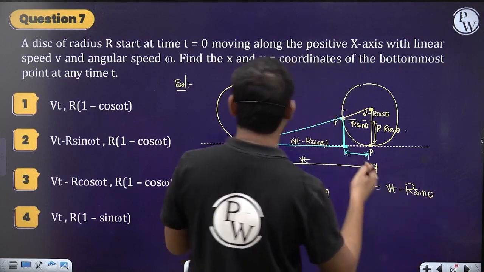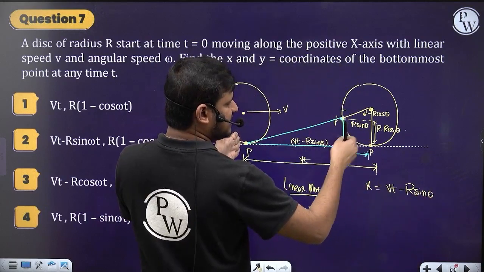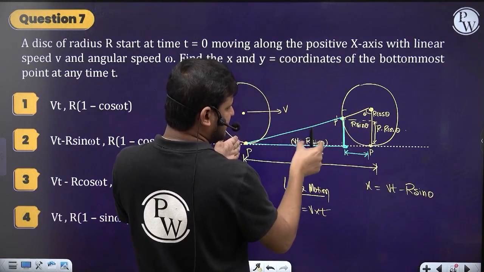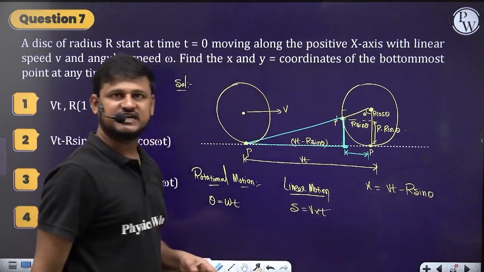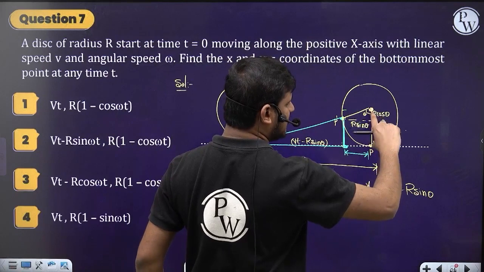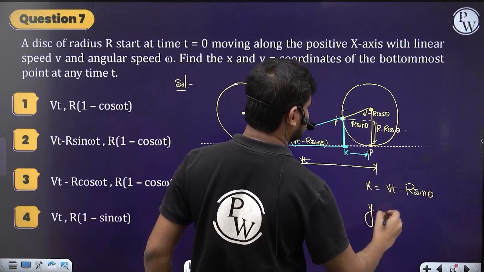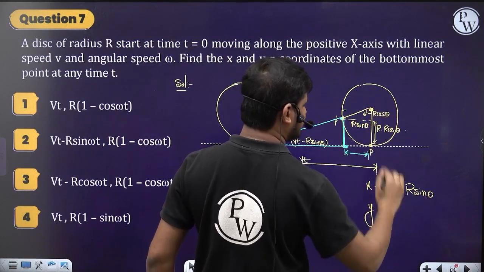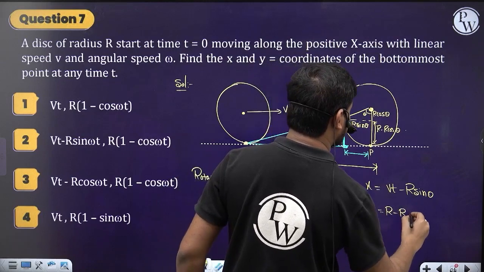Yes or no? So this whole thing will be Vt. From here we are subtracting this part. What is this part? r sin theta. So Vt minus r sin theta. And then what is this thing? So this whole radius is r, minus the r cos theta component we are subtracting. So r minus r cos theta.